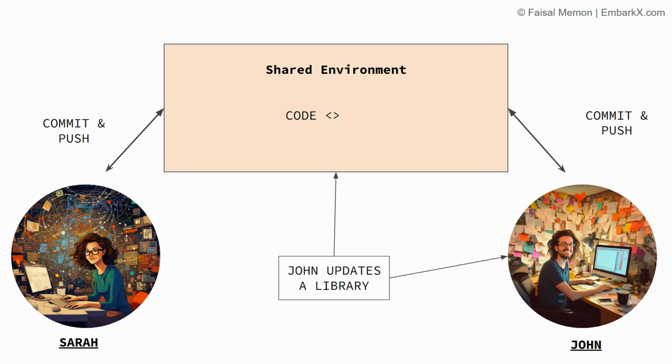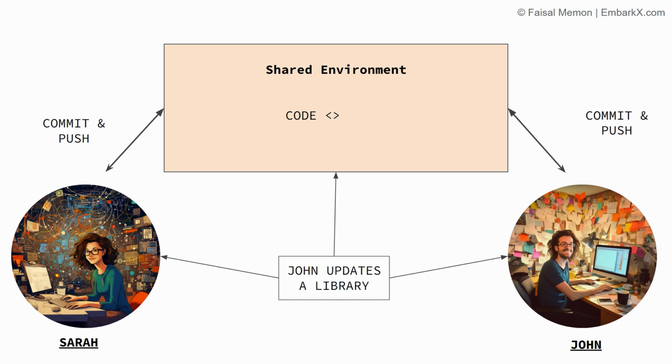Now, the shared environment also has the updated version of the library which John has just updated. Now, what happens is when Sarah pulls the latest version of the code, she gets the latest version of the library on her system. And this leads to bugs in her application on her local machine because that version of the library which John has updated is not compatible or does not work on her system because of some environmental issues or some conflicts on her system.